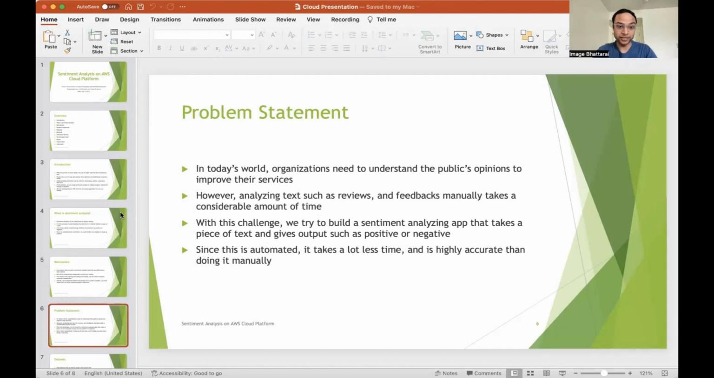Let's take a look at the problem statement. In today's world, organizations need to understand the public's opinion to improve their services. However, analyzing text or feedbacks such as reviews manually takes a considerable amount of time and is also prone to human error. With this challenge, we will try to build a sentiment analyzing app that takes a piece of text and outputs a response such as positive or negative. Since this is fully automated, it takes a lot less time and is also highly accurate than doing it manually.